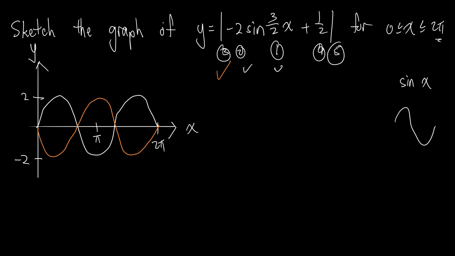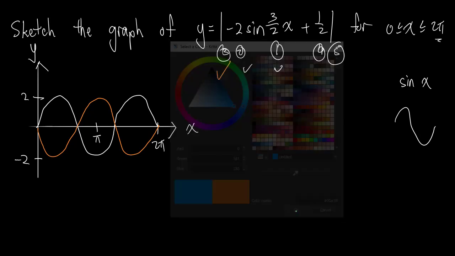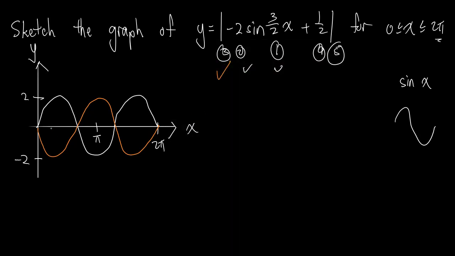I'm going to change to another color again. Let me change to blue. Usually I will focus on all these zeros and the turning points. Let's say this point is 0. It will go up to 0.5. This point will go to 0.5, and this point from negative 2 will go up to negative 1.5. Here it will be from 2 to 2.5. And this 0 will go to 0.5.